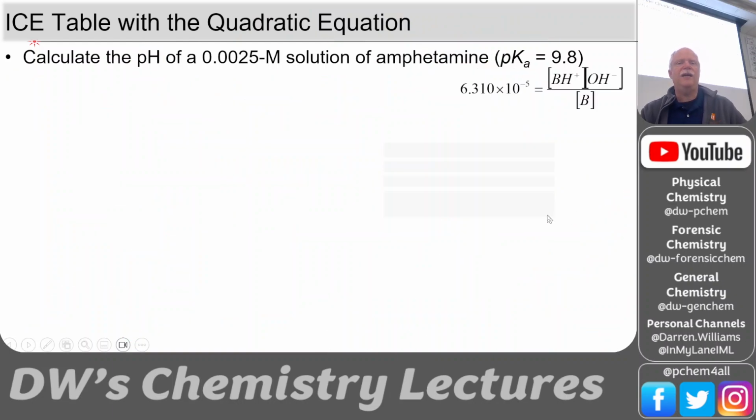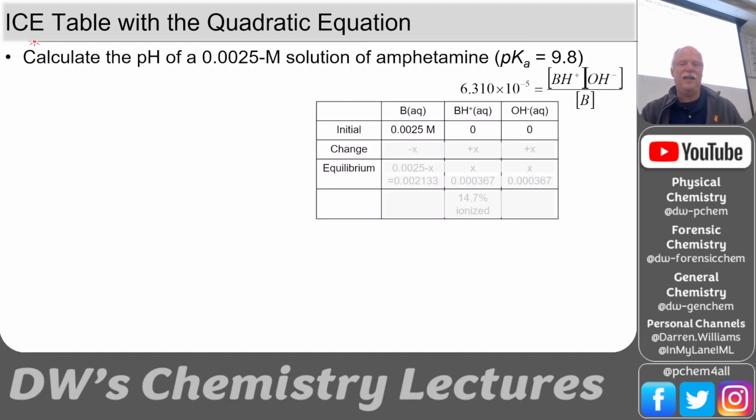Now let's do an ice table in the worst possible case where we have to use the quadratic equation. We have the same problem, but now instead of 2 molar, it's 0.0025. So we take that number, divide by Kb, it's not above 100. So we're going to have to keep that minus x.